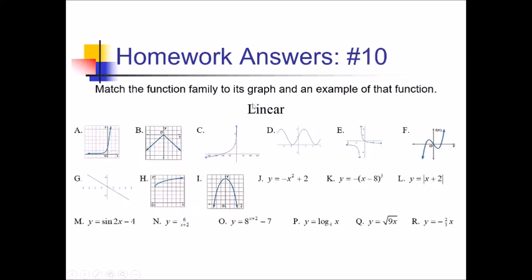To pick a linear function out of this graphical lineup, I'm looking for a straight line, so that's going to be choice G. And now for an example of that, I'm looking for something with an x to the first power. So let's see here. J we've got second, K we've got third power. This is absolute value. Choice M has a 2x, but we have a sine of that. So that's also not a linear function. It's not until you get all the way to the end here, this negative 2/3 x, that we have an x to the first power with nothing else going on. So choice R.